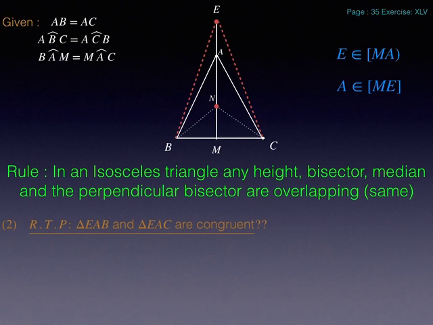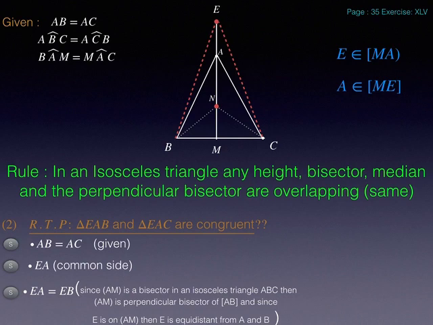To prove these two triangles congruent, first we have two easy pieces of information: AB equals AC, given, and EA is a common side. But the last information is that EA equals EB. Why can we say that EA equals EB? Well, since AM is a bisector inside the isosceles triangle ABC, given, ABC is isosceles and AM is a bisector inside it. So this AM should also be a perpendicular bisector inside this isosceles triangle.